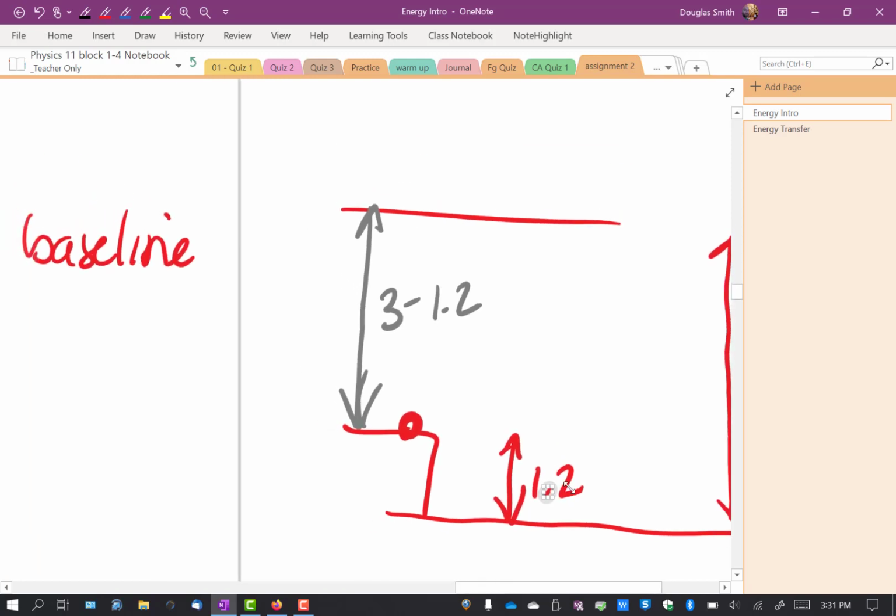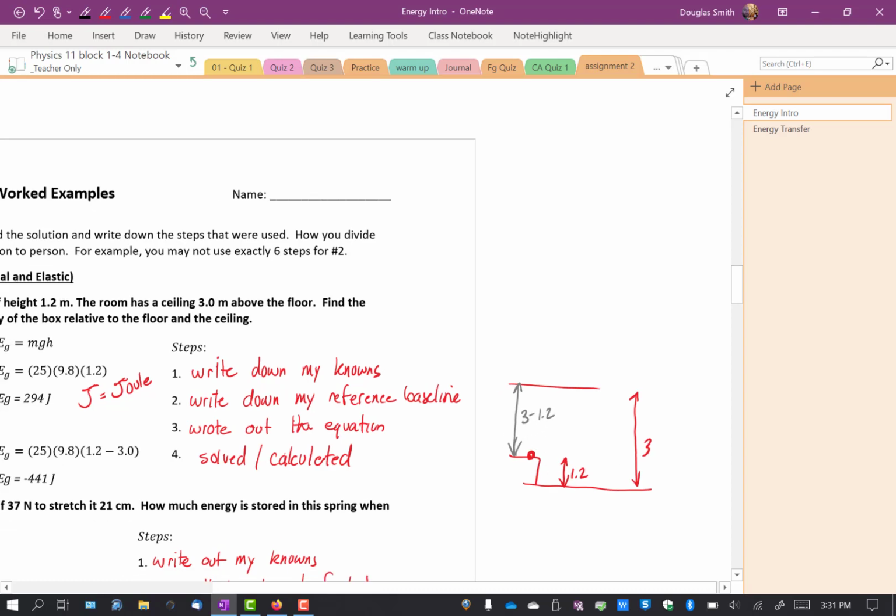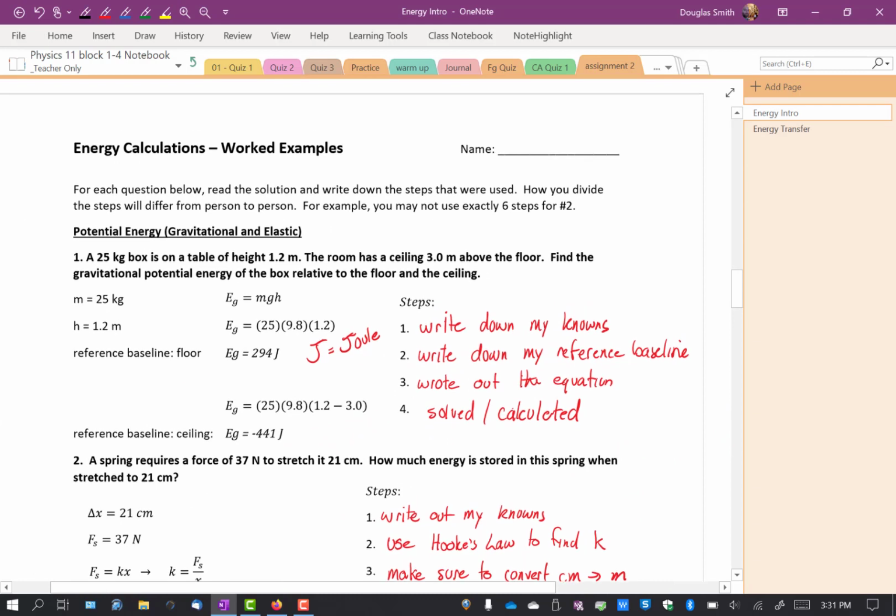If the box is 1.2 meters off the floor and the ceiling is 3 meters, then the distance between the ceiling and the box is 3 minus 1.2, so that'd be 1.8 meters. So if we want to find out the gravitational energy between the box and the ceiling, we have to use this value here, 1.2 minus 3. So we get a negative 441 joules.